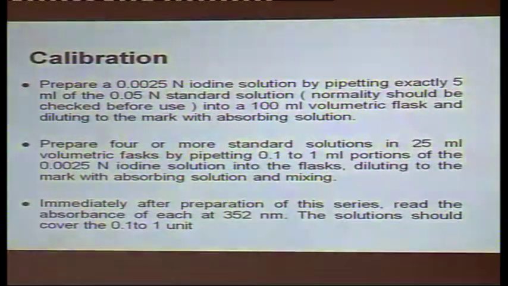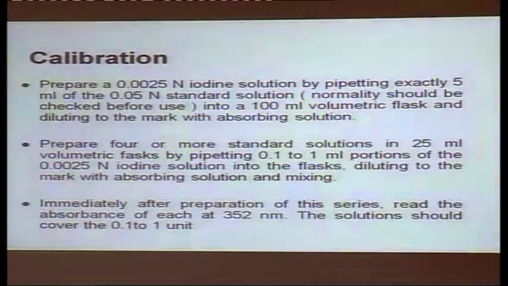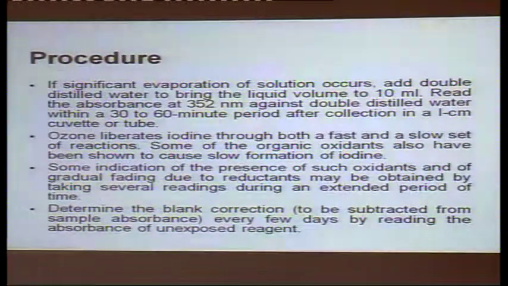Immediately after preparation of the series, read the absorbance at 352 nanometer. The solution should cover 0.1 to 1 ppm. Next. I already told you, if there is significant loss by evaporation, double distilled water is to be used for makeup.